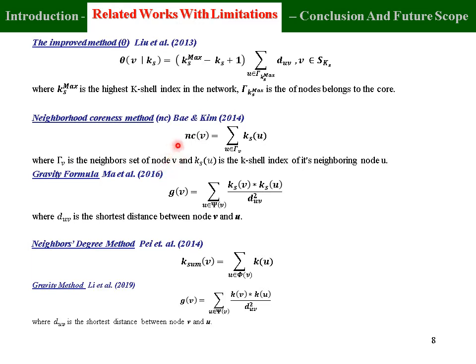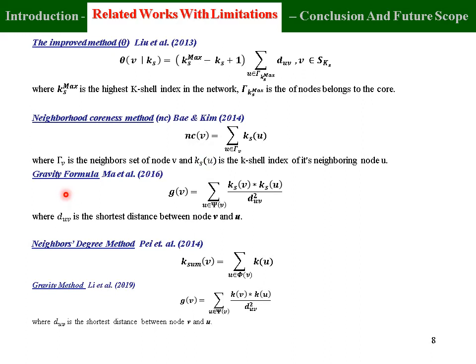The underlying assumption by Bae and Kim is that if a node's neighbors have very high coordinates values, then it also becomes important. So if a node has neighbors that are very influential in terms of KS value, then the concerned node is also influential.